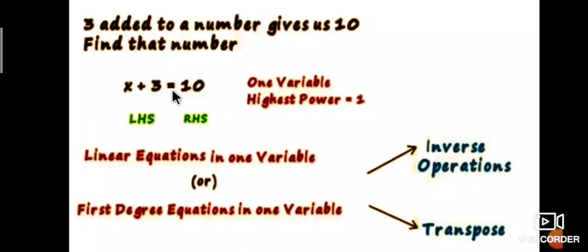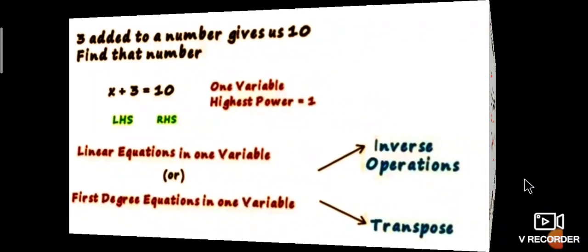The side to the right of the equal sign is called the right hand side, and the side to the left is called the LHS, the left hand side. A linear equation in one variable, or first degree equation in one variable, is called a linear equation in one variable. Linear equations can be solved by two methods: one is the inverse operation method, the second is the transpose method.